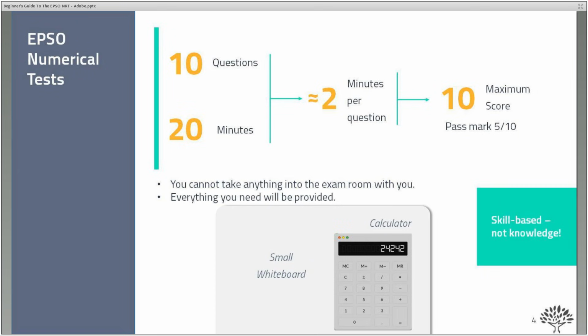For the actual exam itself, you can't take anything into the exam room with you, but you will be provided with a small whiteboard, and that lets you take notes and write things down as you're going along. And you'll also be provided with either a physical or an on-screen calculator. So you are allowed to use a calculator. It's not a test of your raw addition and multiplication skills. It's also very much skill-based, so you're not expected to know anything in advance apart from the core concepts, how to multiply and that sort of thing.